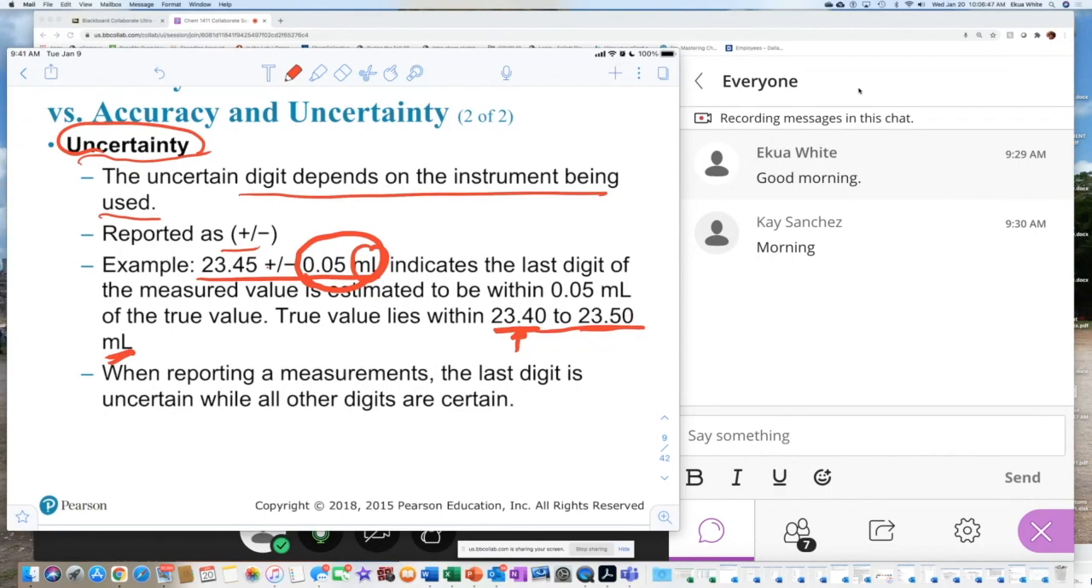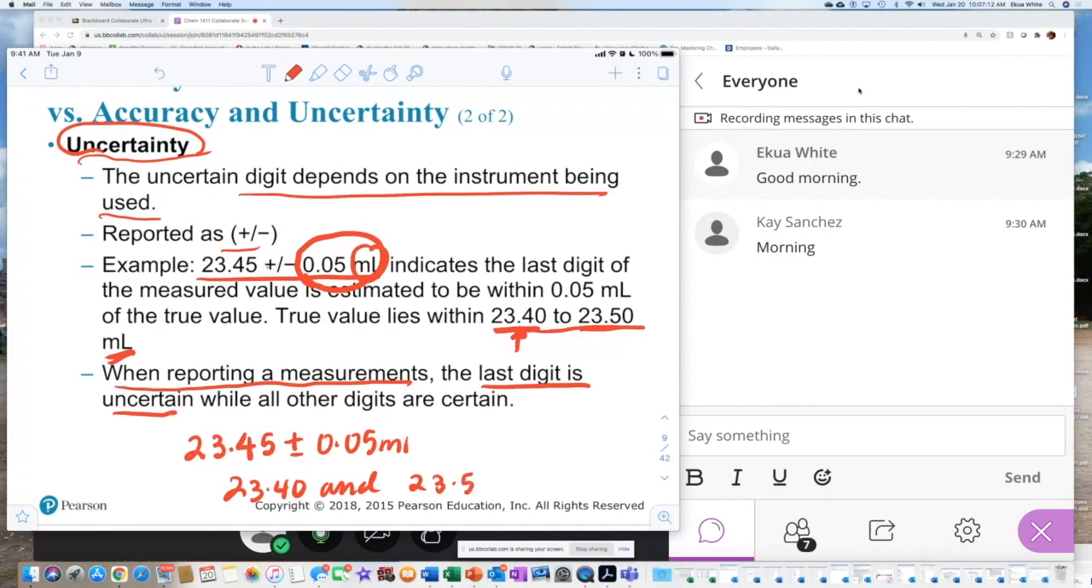So when we're reading numbers, we're being told here, when you're reporting a measurement, the last digit is usually considered uncertain. So if we're looking at this, we read 23.45 plus or minus 0.05 milliliters. When you round this, the value is between 23.40 and 23.50. So usually this would be reported like that, 23.4, 23.5. And this number here will be the uncertain number, the estimated number. So we will talk about measurements.